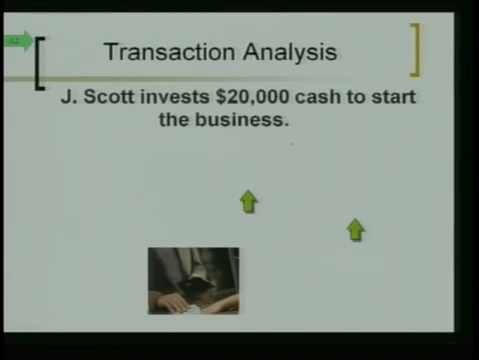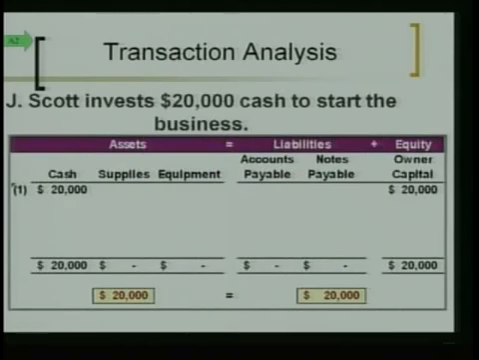Now, how does that look if you look at it like this? Well, you have cash over here to your left going up by $20,000. And you have owner's capital, which is part of equity, going up by $20,000. Does the accounting equation stay in balance? Yes, it does. Okay? And this is a brand new business, so this is the very first transaction of the business.